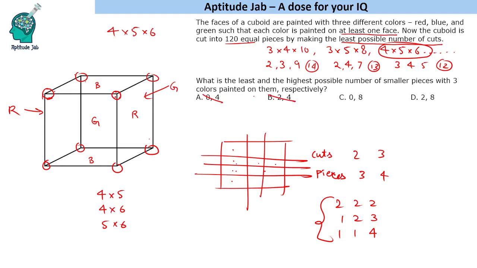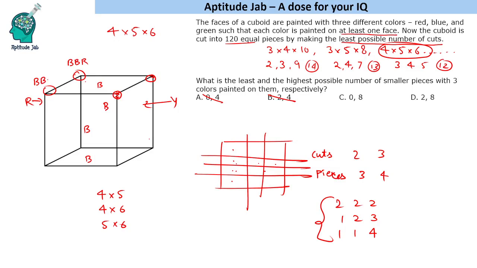I can eliminate two options. I have to find the least possible number of pieces with three colors painted on them. Now let us say I paint four faces with the same color. I paint blue here, blue on the back side, blue on the front side, blue on the bottom. One side I paint red, and this side I paint yellow. So now this is blue, blue, yellow. This is also blue, blue, yellow. This will be blue, blue, red. This will be blue, blue, red.